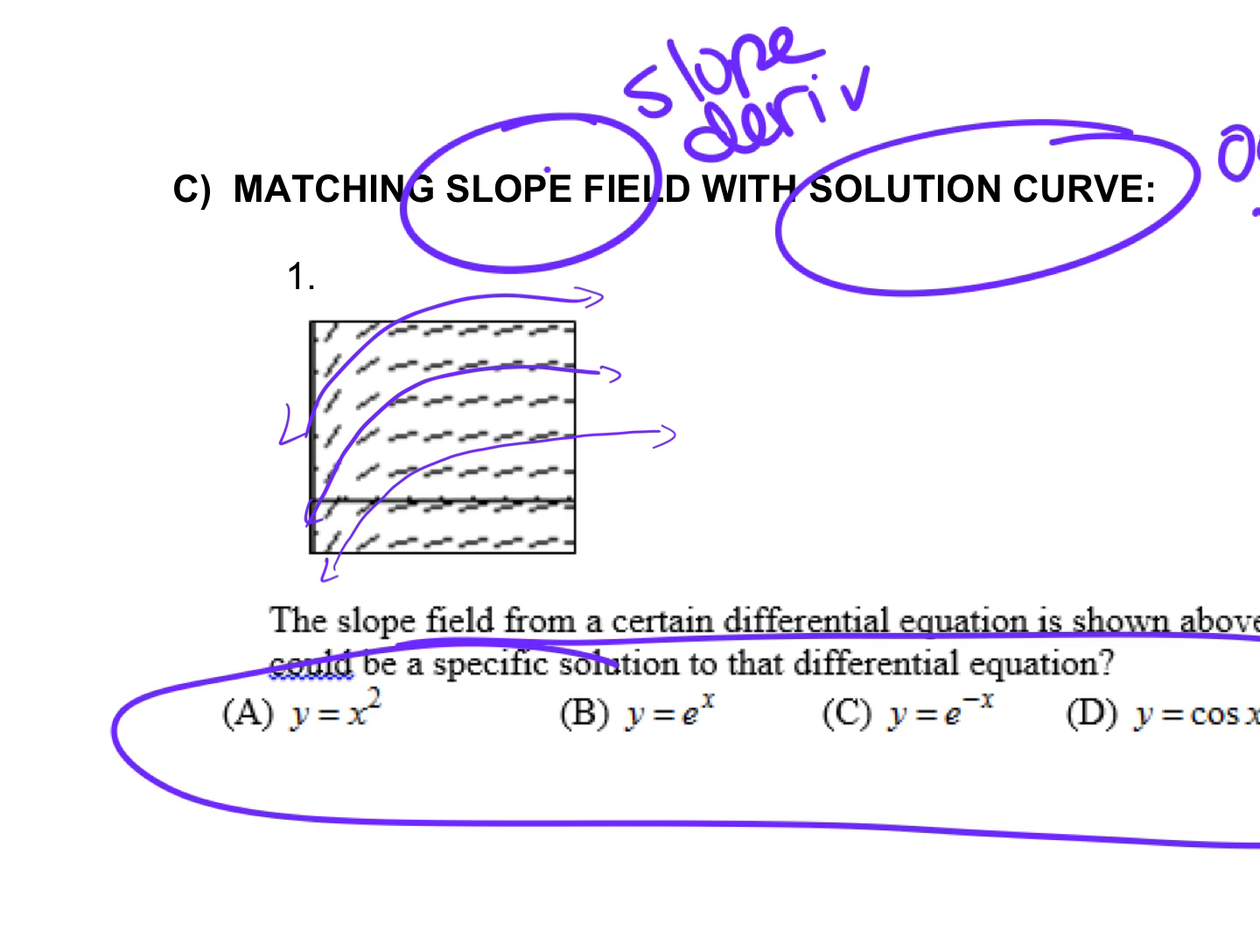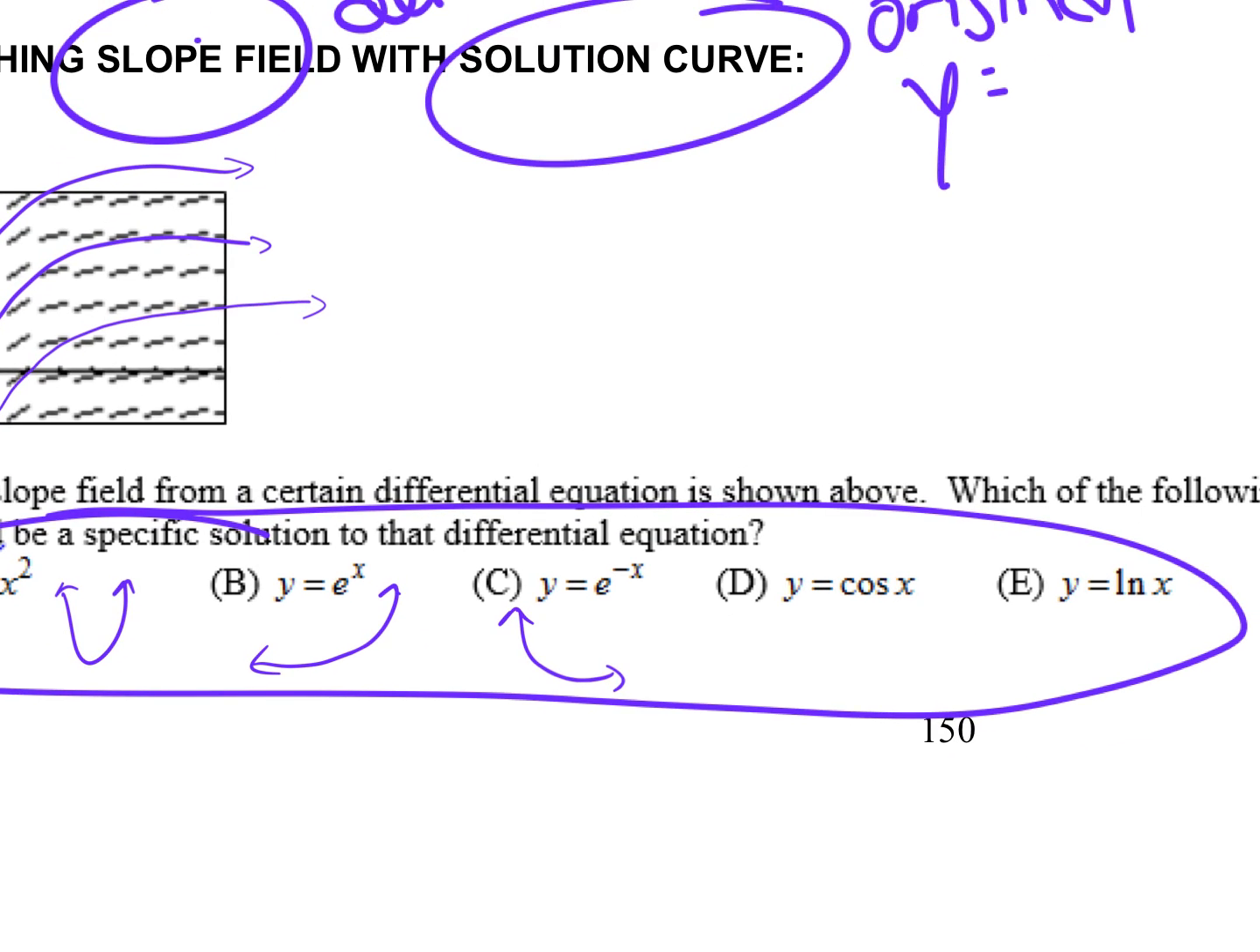Reflects it over... Yeah, so we know x squared looks like this. We know e to the x looks like this. We know e to the negative x looks like that. Cosine x is that. Ln x is this one. Which one does it look the most like? Oh, okay. So E. It just looks intimidating.